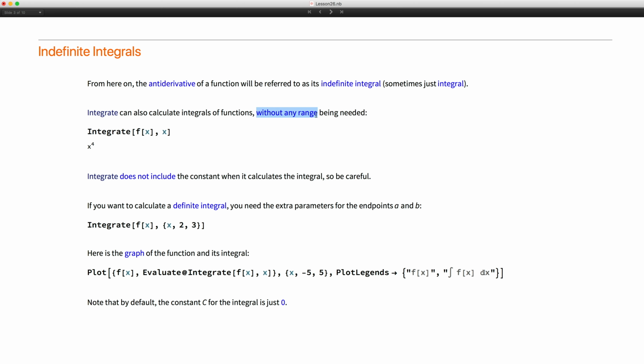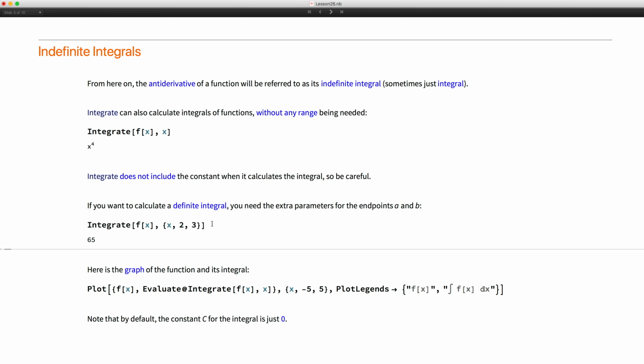Notice one thing, that the answer from Integrate does not include the constant of integration, which you would learn in a course on calculus, so you must put this yourself. So please be careful when you work with indefinite integration. You will need to put that constant by hand. Now, if you want to compute a definite integral, then you must actually put in the lower limit and the upper limit, and then you get back the same answer you did early on, which is 65.